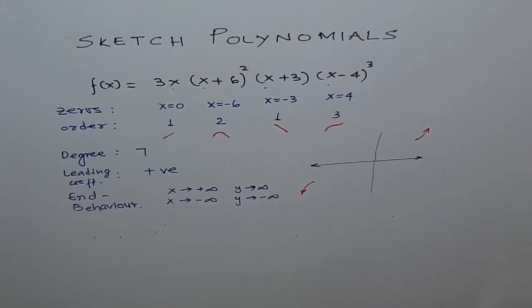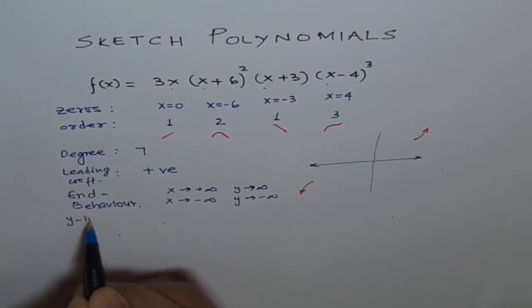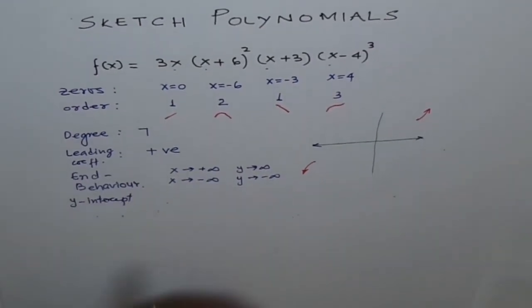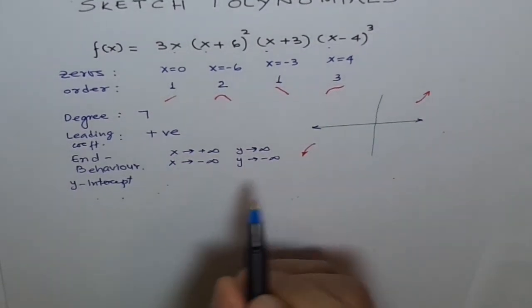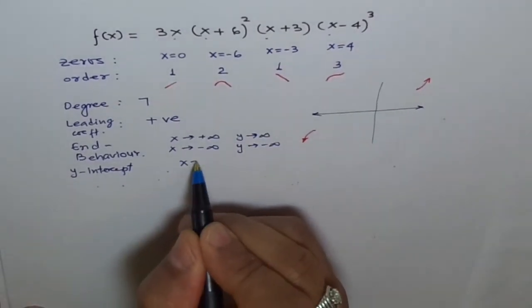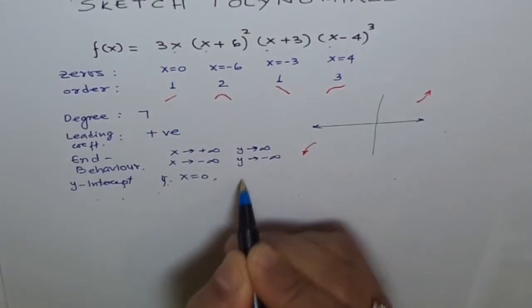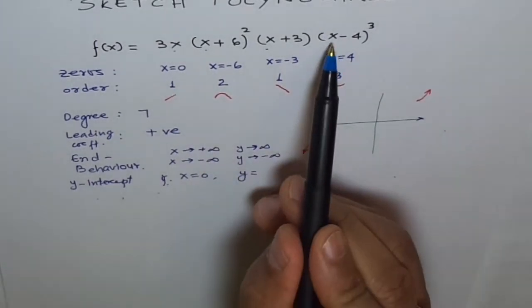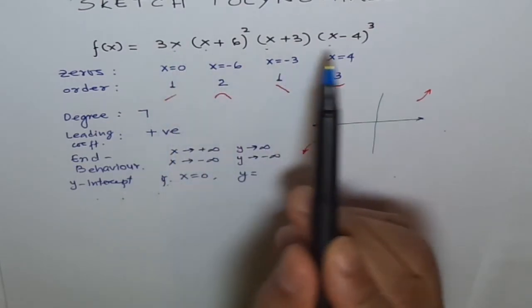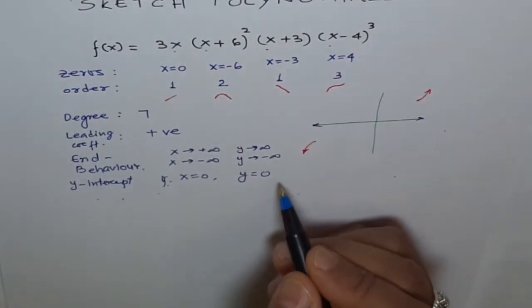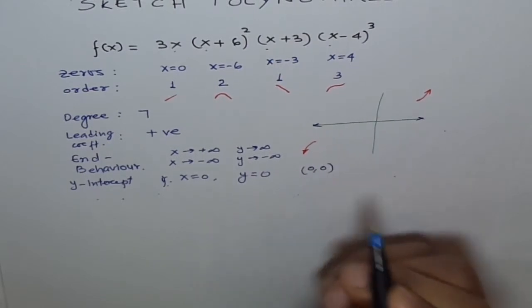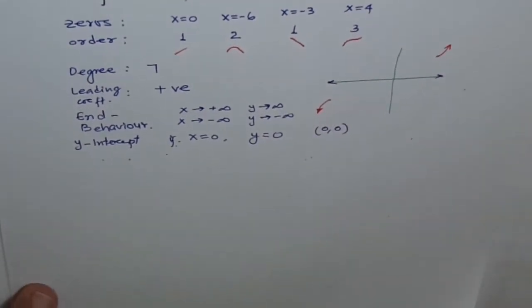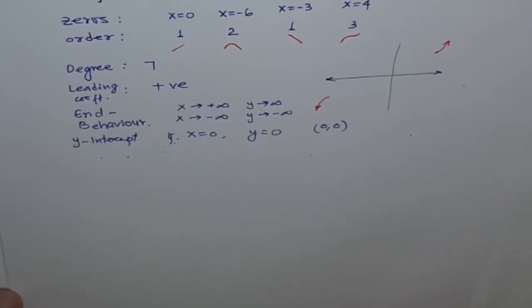Sometimes it may be good to look at the y-intercept. Okay, let's also see the y-intercept. In our case, if you put x as 0, then what is the value of y? Well, this x is 0, so everything becomes 0. So in this case, the origin is our y-intercept. Now this information helps us to sketch the polynomial. And now let's try to sketch this.